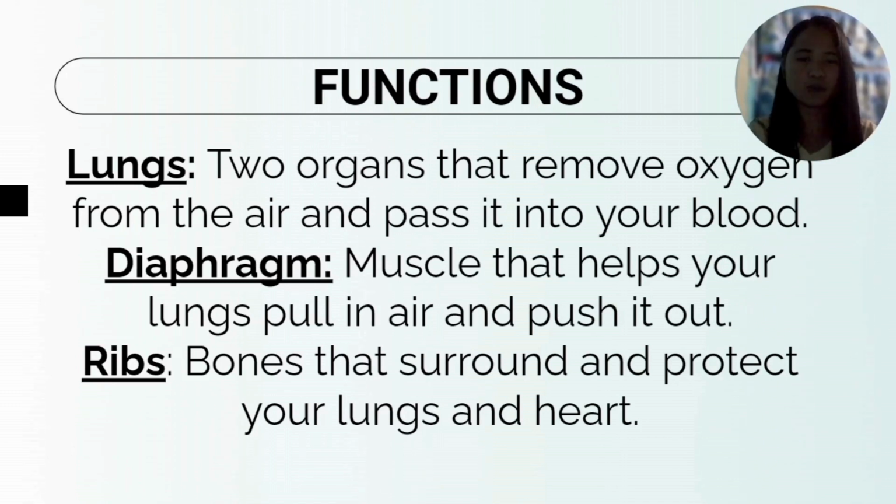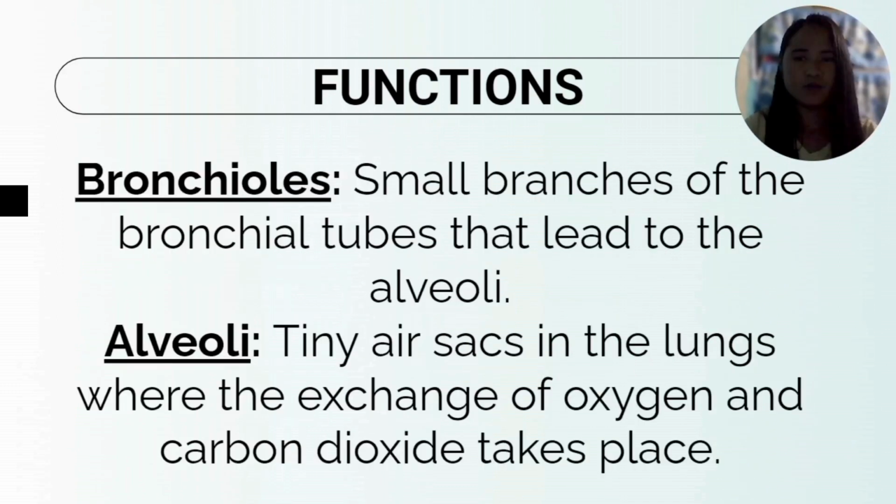The ribs are bones that surround and protect your lungs and heart. Imagine we have no ribs, so our lungs and heart are not protected at all. Bronchioles are small branches of the bronchial tubes that lead to the alveoli, while alveoli are the tiny air sacs in the lungs where the exchange of oxygen and carbon dioxide takes place.